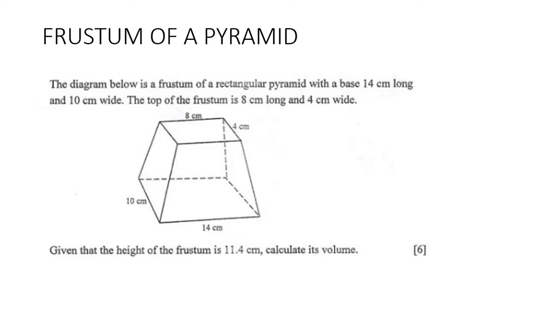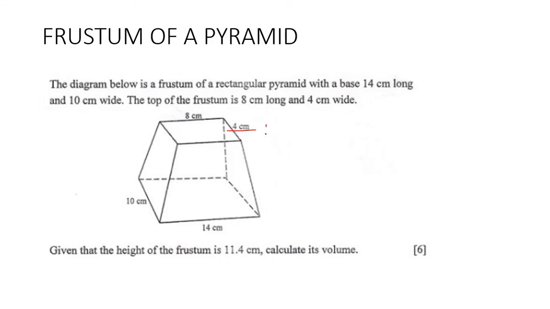Alright, so we have the frustum of a pyramid here, and this is a 2019 question. It reads: the diagram below is a frustum of a rectangular pyramid with a base 14 centimeters long and 10 centimeters wide. The top of the frustum is 8 centimeters long and 4 centimeters wide. So this is what we have.